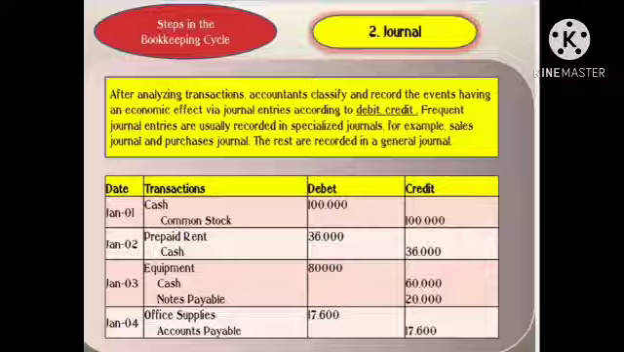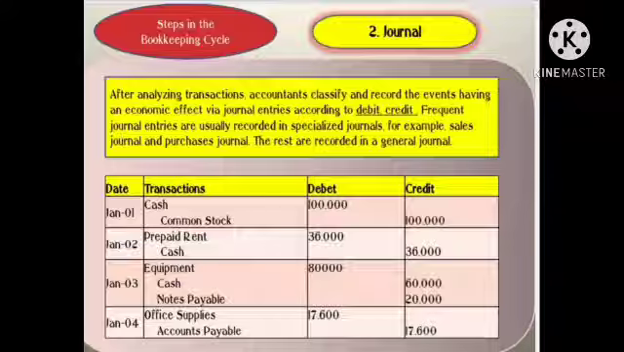To journal. After analyzing transactions, we account, classify, and record the events having an economic effect via journal entries according to debit and credit. Frequent journal entries are usually recorded in a specialist journal, for example, sales journal and purchase journal. The rest are recorded in a general journal.